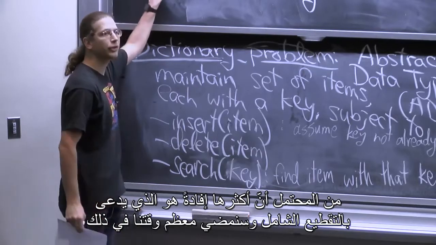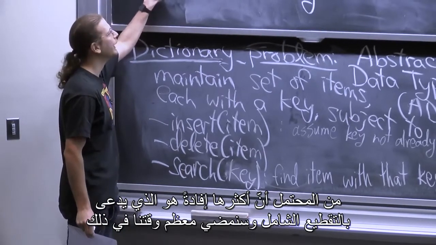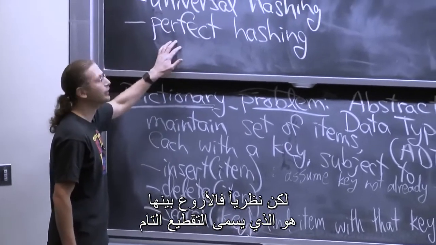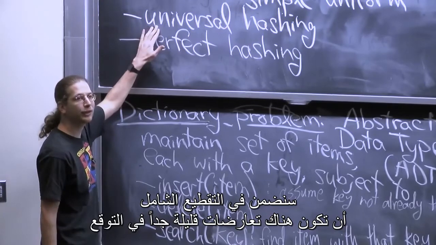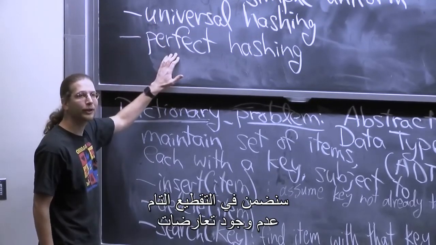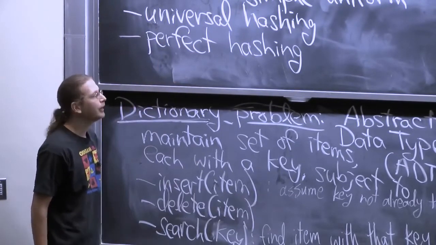Probably the most useful one is called universal hashing. We'll spend most of our time on that. But the theoretically cooler one is called perfect hashing. With universal hashing, we're going to guarantee there are very few conflicts in expectation. With perfect hashing, we're going to guarantee there are 0 conflicts.